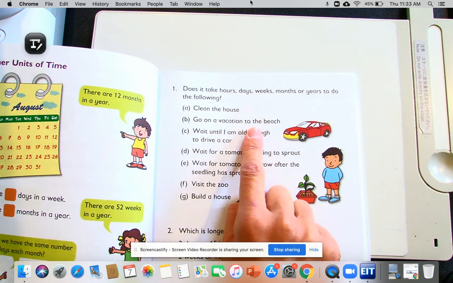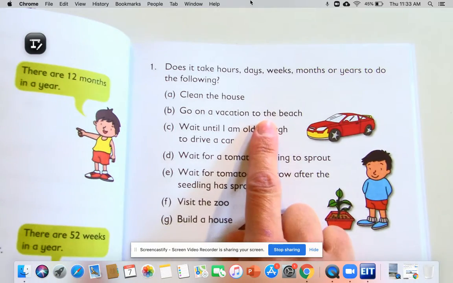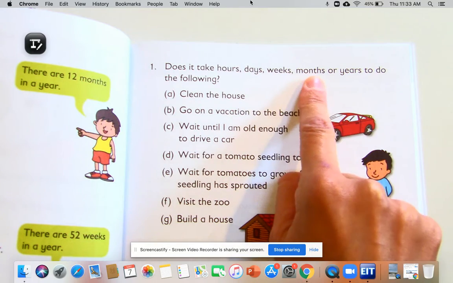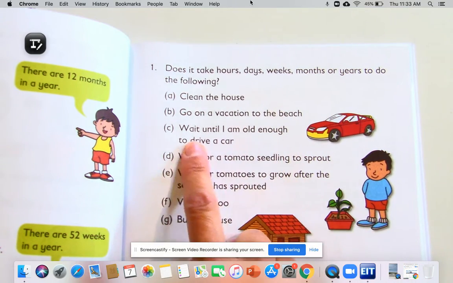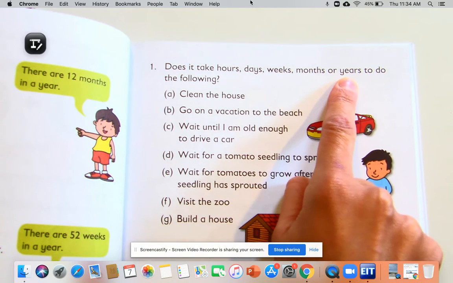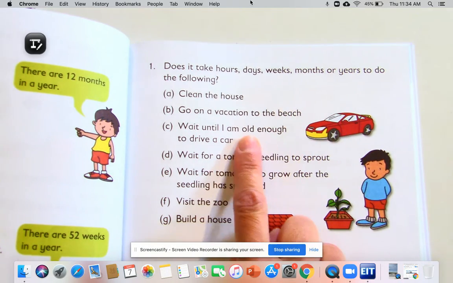What about to go on a vacation to the beach? That would be lovely. If we go on a vacation to the beach, maybe, what do you think? Days? Maybe weeks. Maybe somebody's able to go for months. Wouldn't that be nice? Wait until I'm old enough to drive a car. Let's see, most of you are 7 or 8 years old. Usually you start learning when you're 15 and you get your driver's license when you're 16. So you're going to have to wait some years, probably about 7 or 8 years.